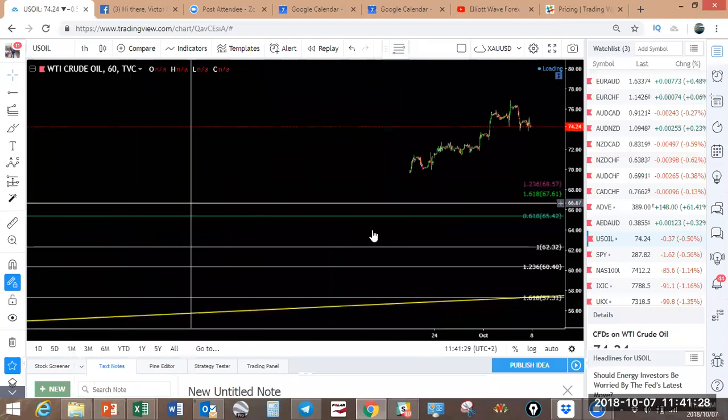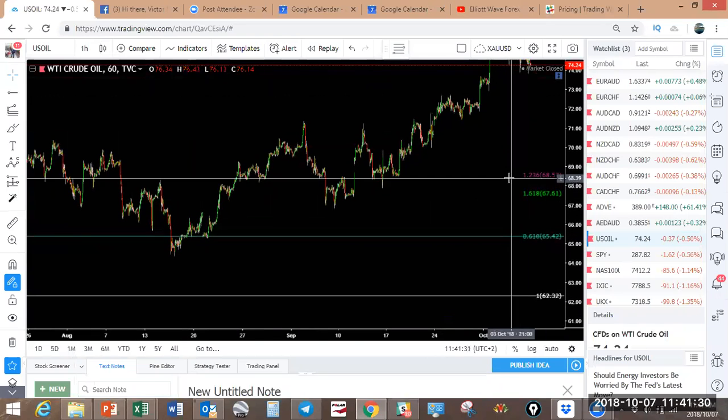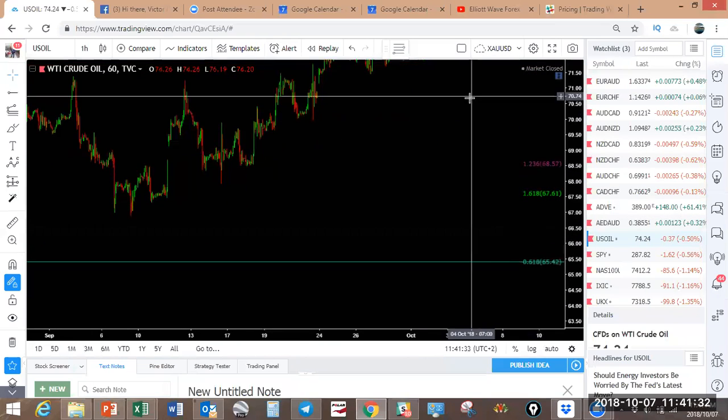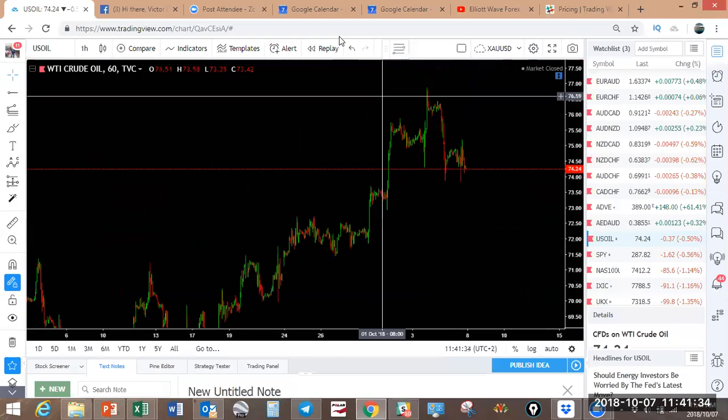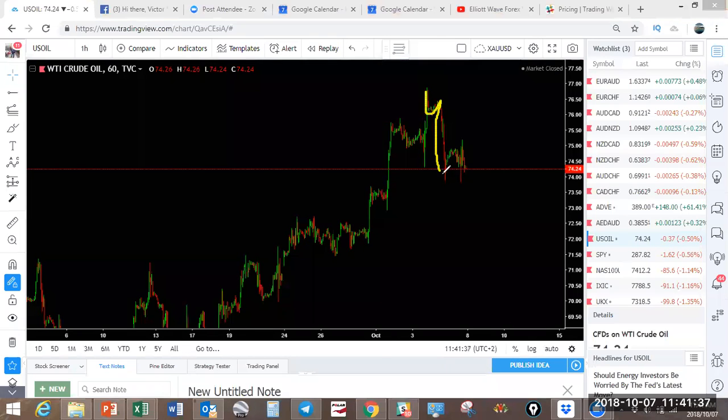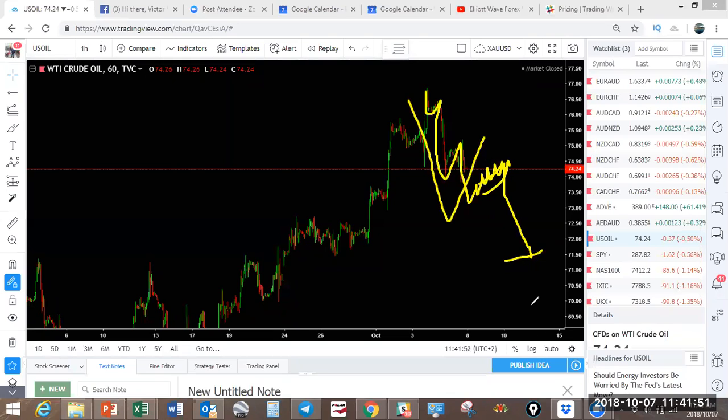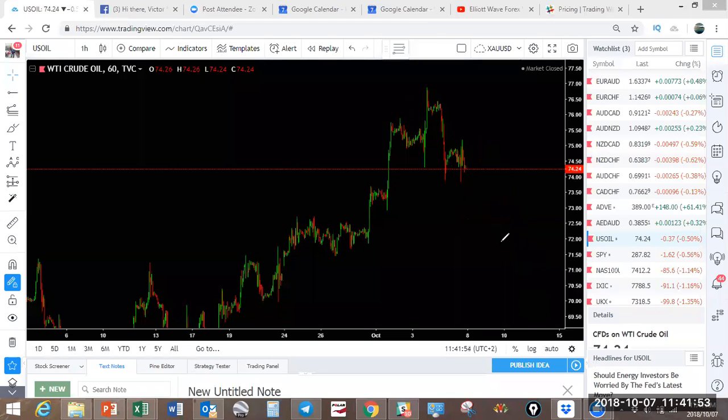A corrective structure for entry will mean that you need to take it for at least a move that is similar in size as this one. This has made a 1, 2, 3. Could this be a 4? And then we're looking for a 5 before we start getting a corrective structure here and another one like that. So you need to have a move around this area to confirm. This needs to go around the 1.618 of this move before we can confirm downside. We'll update as it goes.